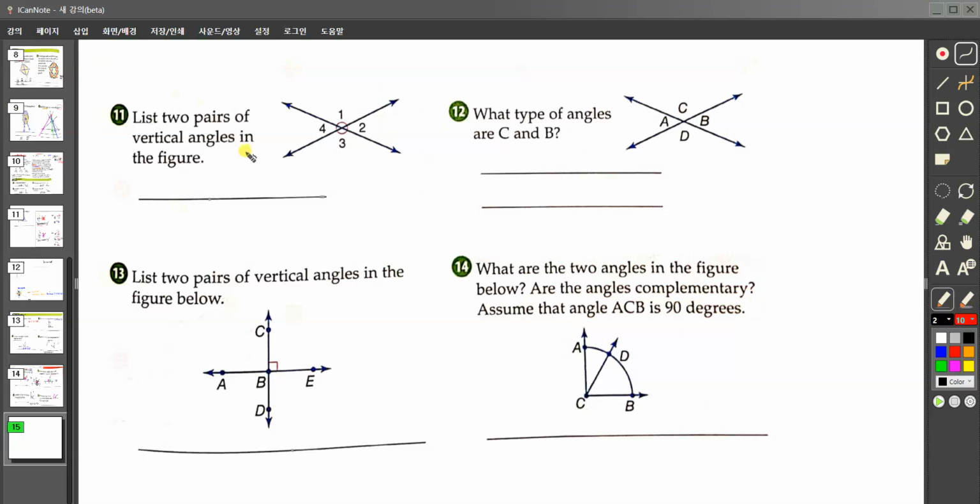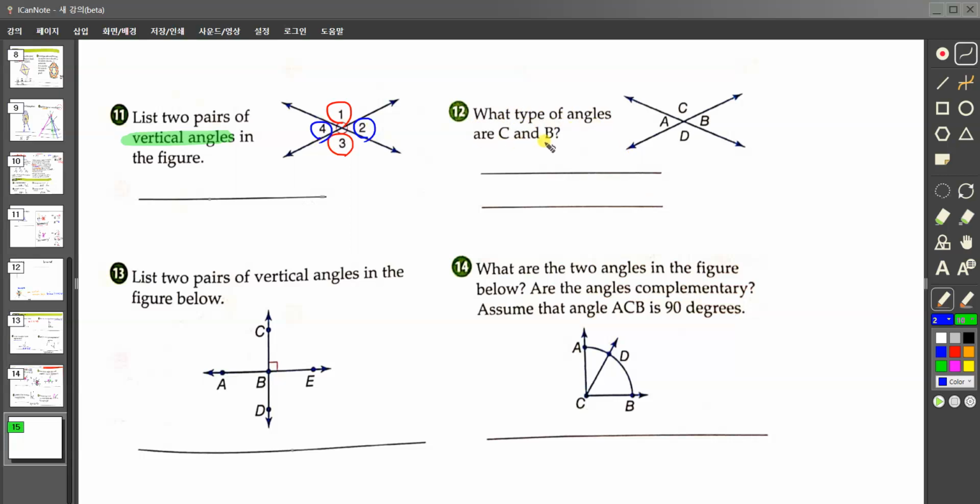List two pairs of vertical angles. Can you see the vertical angles in these figures? Of course I can. Then can you tell me? It's 1 and 3, and 2 and 4, right? That's correct.